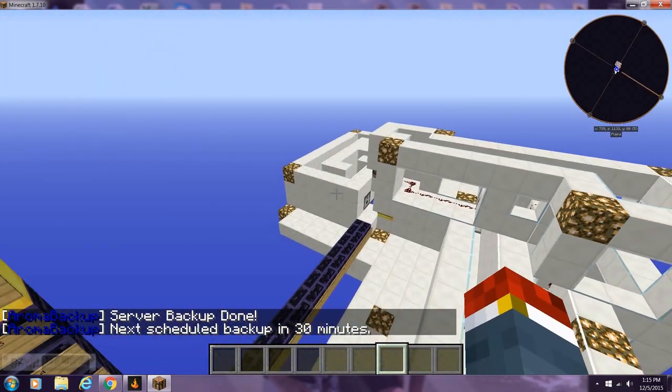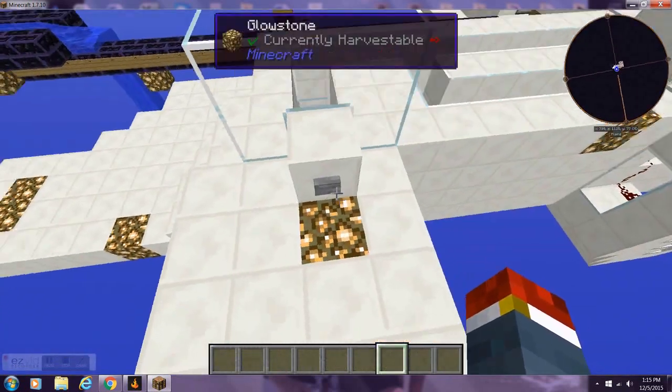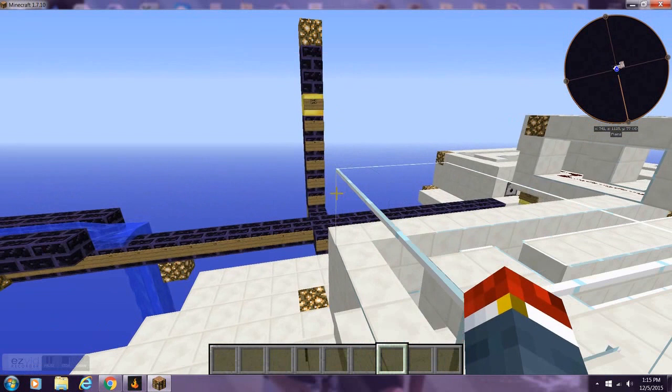Today I decided to do it in Minecraft using a TNT cannon. Here is a quick demo of what it should look like.